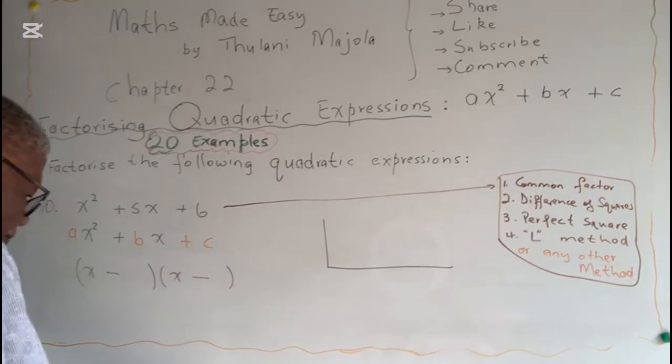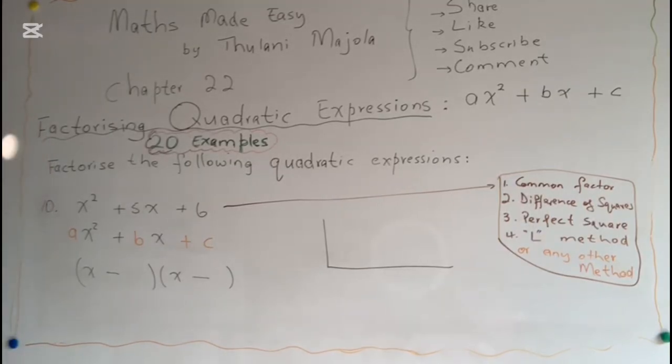Factorizing the quadratic expressions. Example number 10. Factorize x squared plus 5x plus 6.